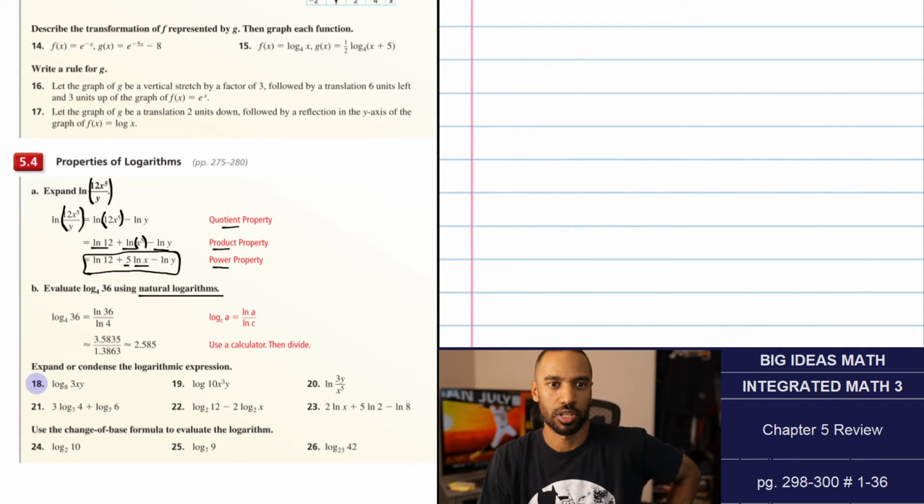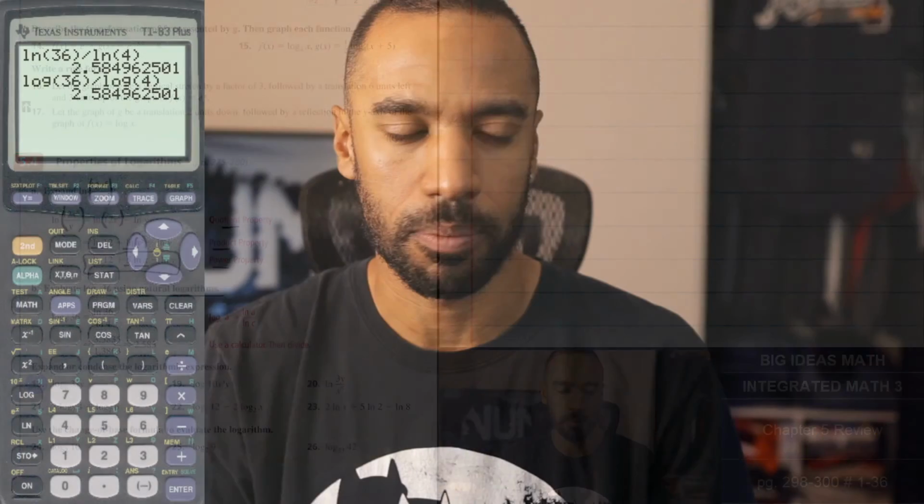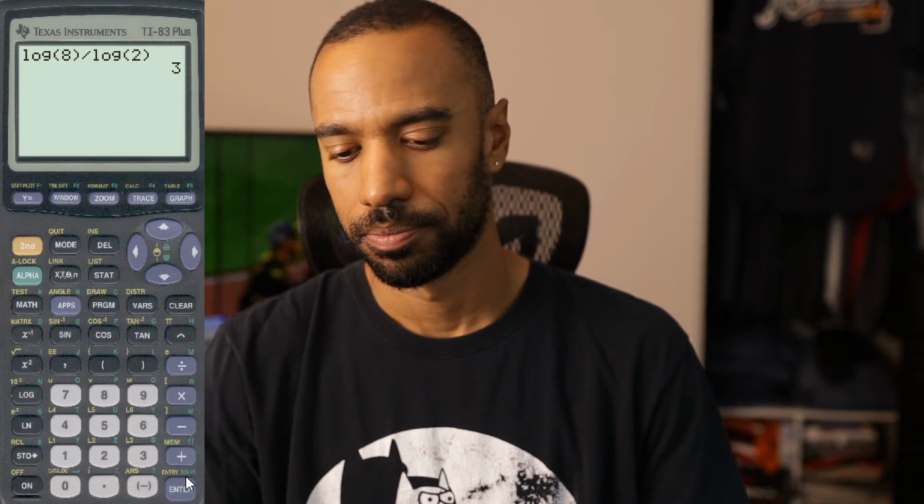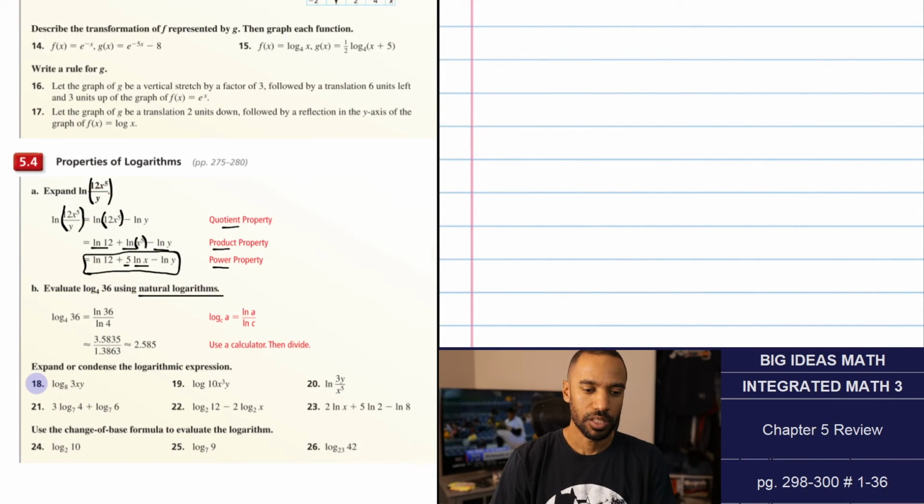Oh, speaking of which, let's go back. Remember when we were doing log base 2 of 8 at the time? We actually did that on a problem. Remember how that was 3? That's log of 8 over log of 2. 3. So it works. Okay. Let's jump to the problem set.